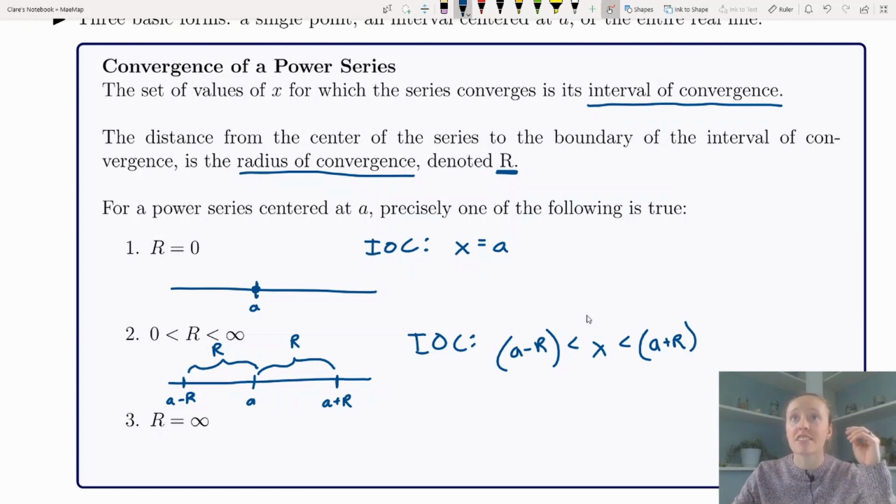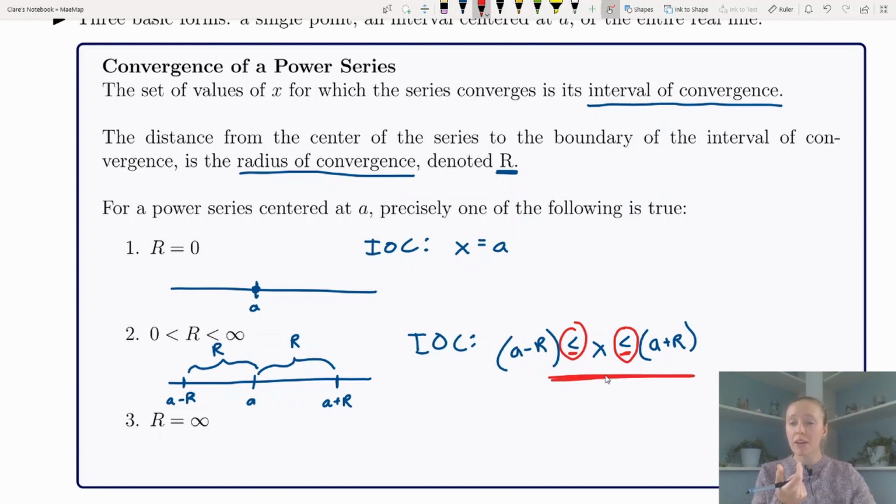And for this case, I'm going to make a note that we're going to have to test endpoints, because these could potentially be included in our interval. We could potentially converge when x equals a minus r, and we could potentially converge when x equals a plus r. We just aren't sure. We know for a fact we're converging between those two values, we just don't know what happens at each of those values. So we're going to have to test the endpoints for this case. So let me go ahead and shade in the interval of convergence for this.